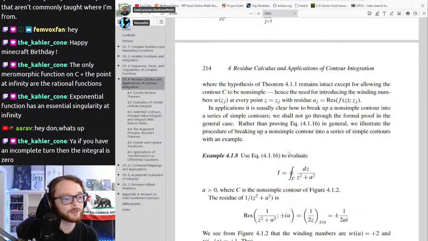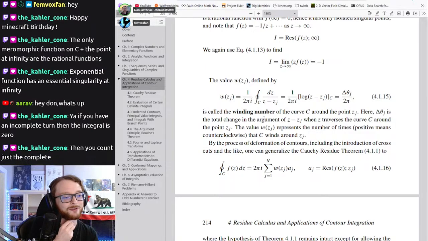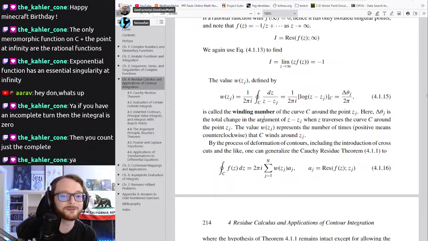If it's an incomplete turn, then the integral is 0. Okay. Yeah, because it wouldn't be closed anymore, I guess. Well, wait. Okay. Stupid question: if you did a complete revolution and then an incomplete revolution, you would still have one winding number, right? Just the second incomplete one wouldn't count? Or would it still be 0? Okay, yeah, you count just the complete one.